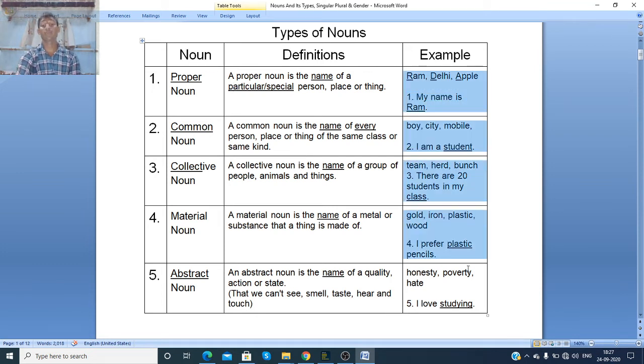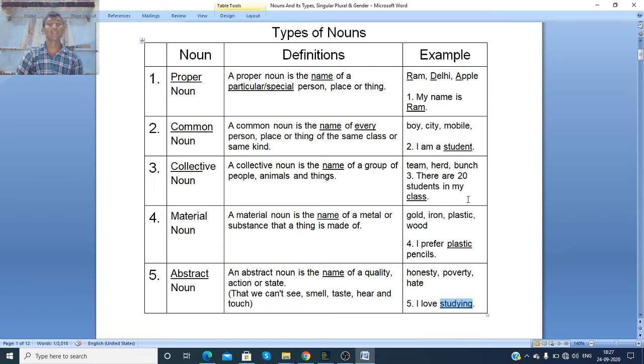And here are five examples all about you. One, two, three, four, and five. All these sentences include one noun each, one after another: proper, common, collective, material, and abstract. When you introduce yourself, you can easily remember these five sentences and all five types of nouns. My name is Ram. Ram is a proper noun. I'm a student. Student is a common noun. There are 20 students in my class. Class is a collective noun. I prefer plastic pencils. Plastic is a material noun. I love studying. Studying is an abstract noun.